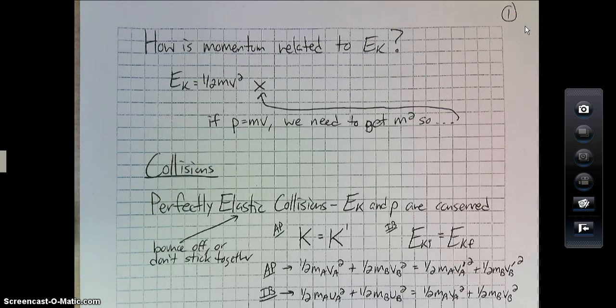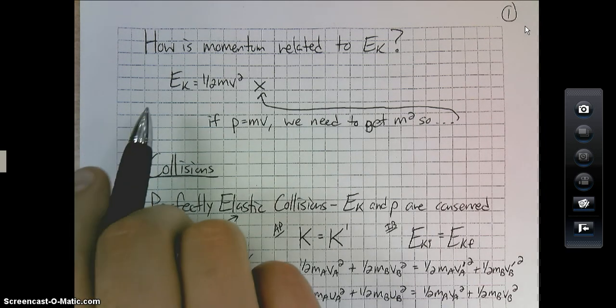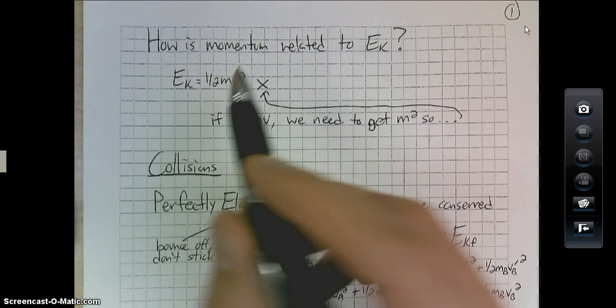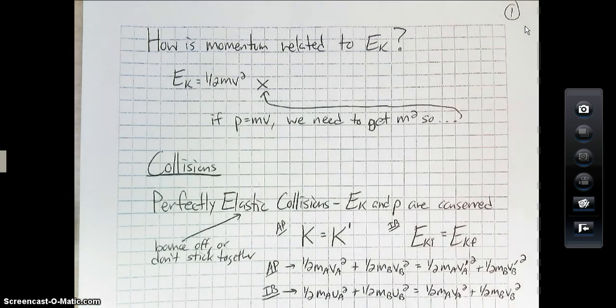All right. First thing I want to talk about before I talk about collisions here is how momentum and kinetic energy are related to each other. If you look at the equation for kinetic energy, and if you're an AP, this is just a K. IB, it's EK. You've got 1 half mv squared.